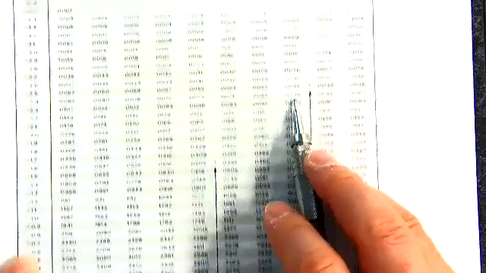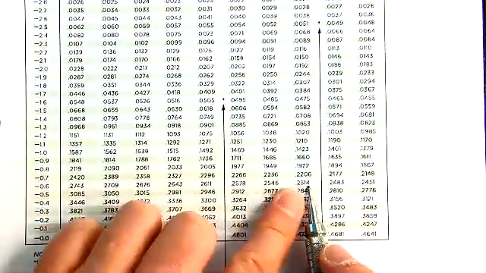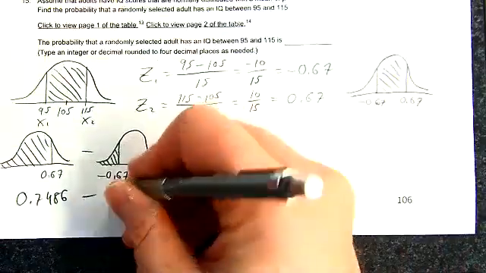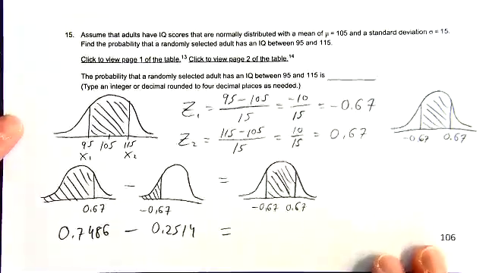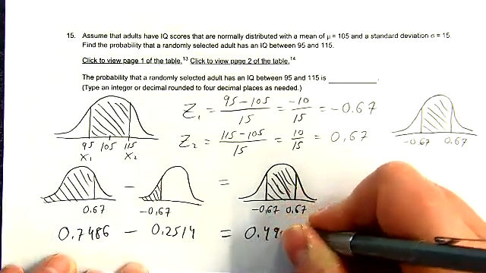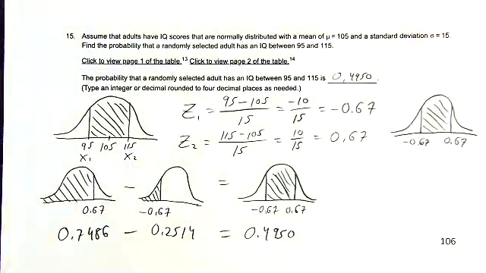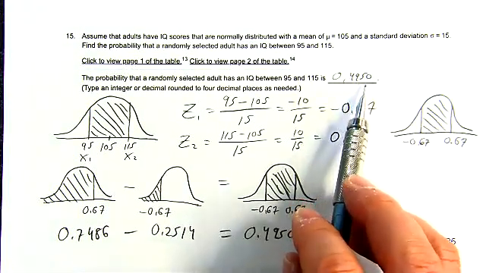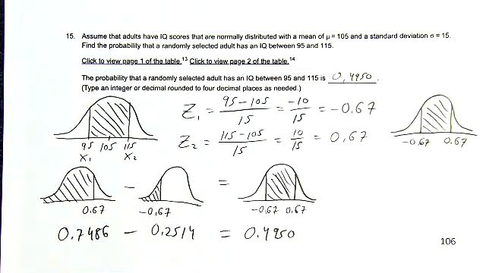So we're going to see where those two intersect right here, 0.2514. And if you subtract those two numbers, you should get 0.4950. So there is about a 50% chance that if you randomly select an adult, their IQ score will be between 95 and 115, is how to interpret that.